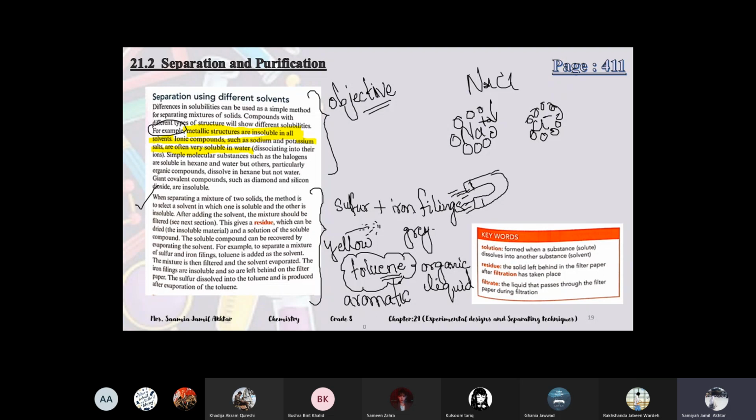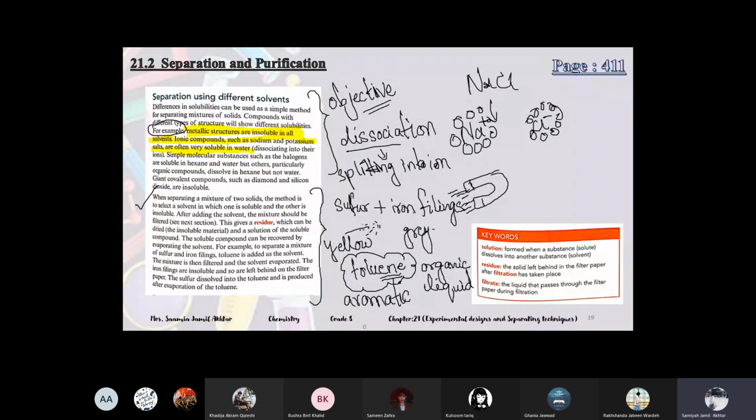So compounds of potassium and sodium are soluble in water, dissociating into their ions. Dissociation is the word which is used for ionization. Have you heard this word before? Dissociation means splitting or breaking into ions. For splitting into ions, the word ionization is also used. So dissociation and ionization are the same.